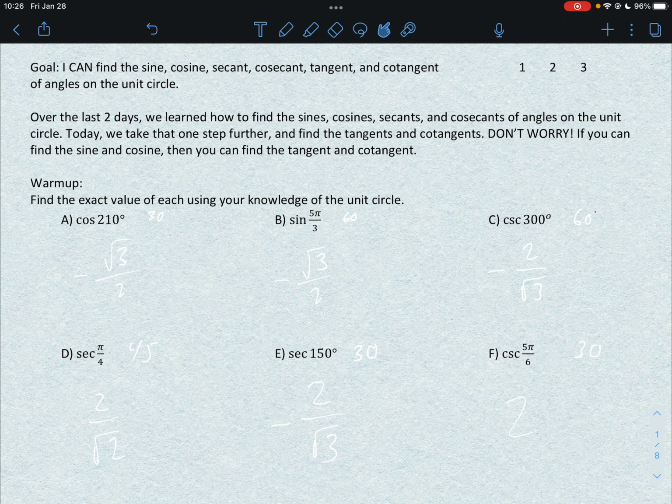So to start here, I've got 6 warm-up problems. We should probably make sure we know how to do these 6 before we continue on today. So at this point, pause this video, try these 6 problems, and come back when you have them complete.